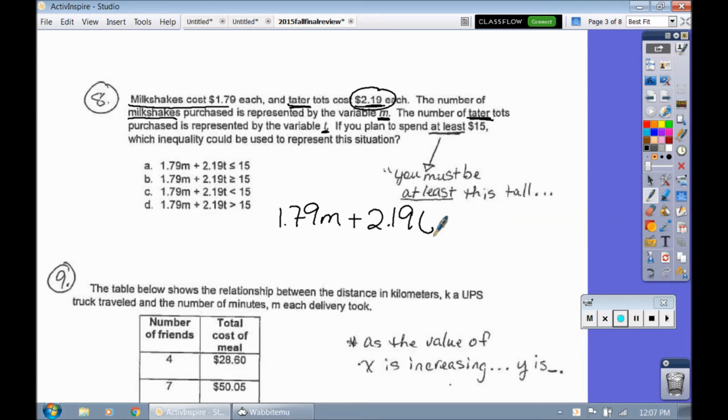I like to look at this word at least. At least, think about this. You must be at least this tall to ride a ride. That means you must be greater than or equal to, and in this case, they want to spend at least, greater than or equal to 15. Simply just match the equation up. At least, you must be at least this tall, greater than or equal to.